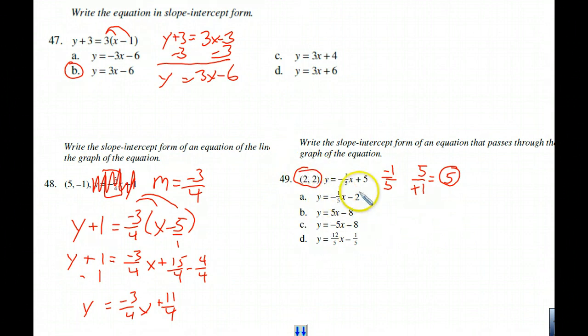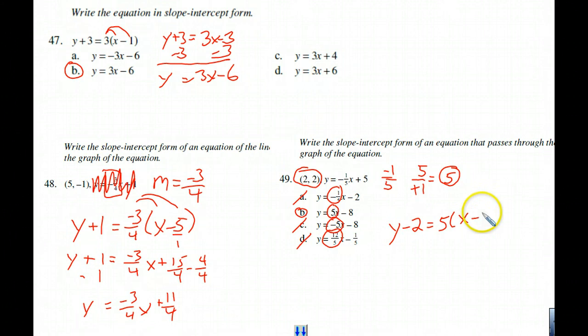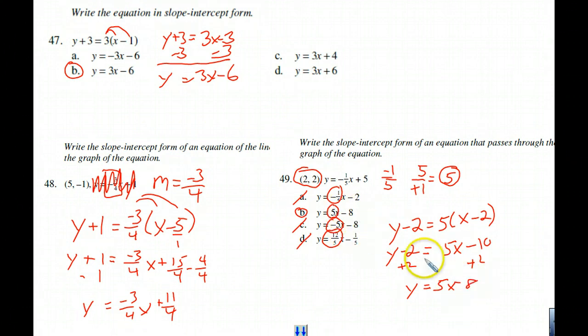Notice on the answers here, there's only one answer that has a positive 5 slope, and that'd be answer B. This is a negative, this is negative, this is 12/5. So we know that's going to be the answer. We can just verify it by plugging everything in. We have y minus 2 equals 5 times x minus 2 again. These are both 2. So we have y minus 2 equals 5x minus 10, and then add 2 to both sides, and sure enough we get 5x minus 8, just like we thought we would.